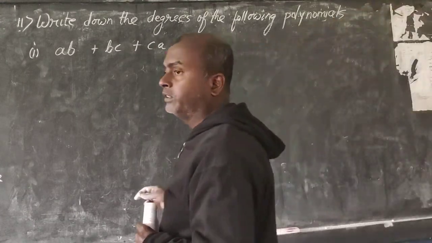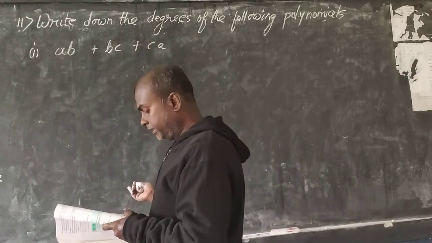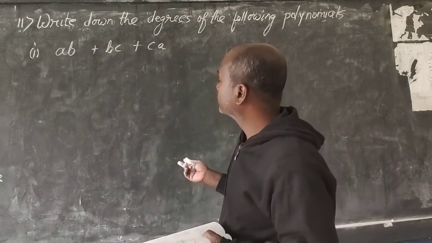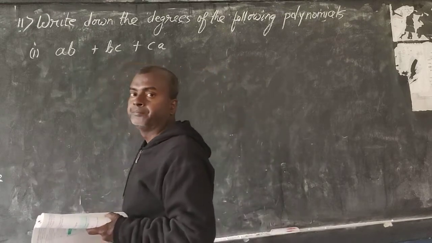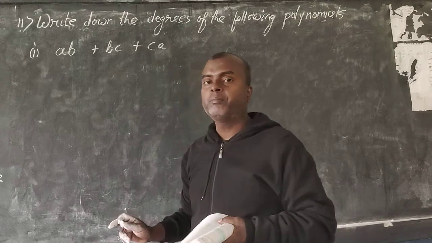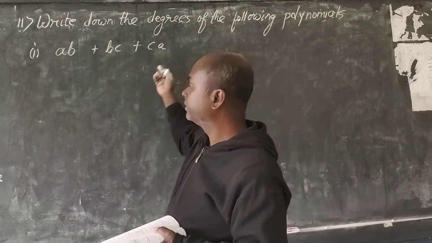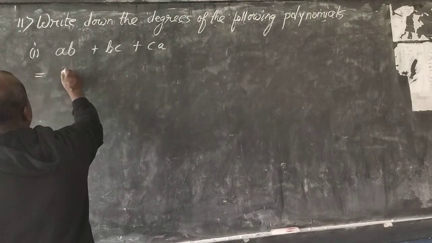Okay, the last question of this exercise says: write down the degree of the following polynomials. Now here is a polynomial, it has 1, 2, 3 terms. To find the degree, we need to look at the powers of the variables. But you will say, sir, where is the power over here? There is no power written. There is a power, okay?